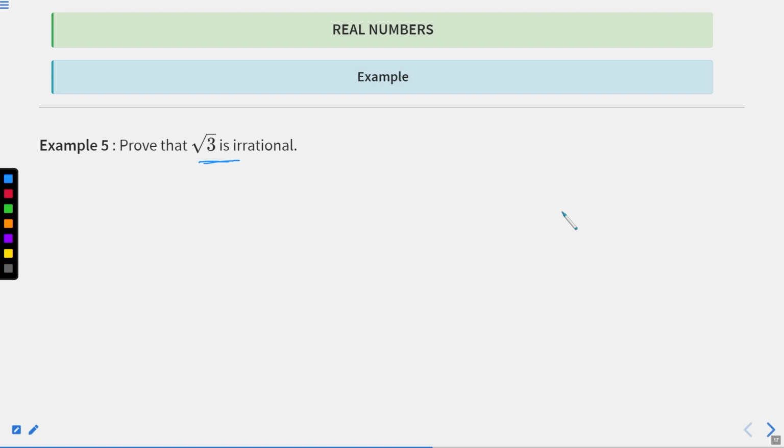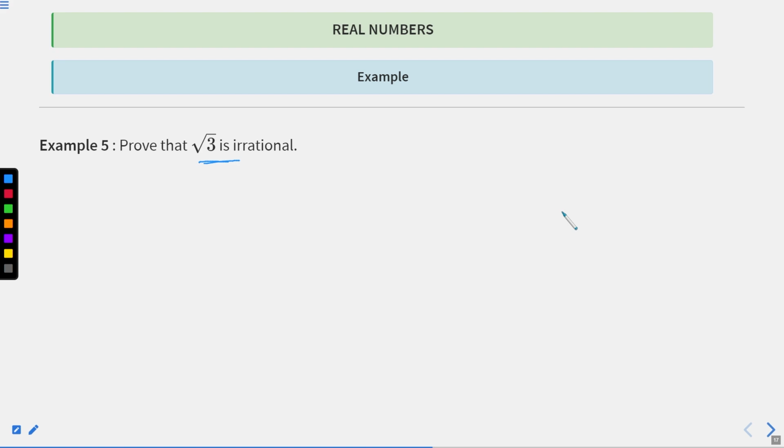Since root 2 is a rational number, we can find two integers s and t, and write root 2 as a fraction s over t, where t is not equal to 0. If s and t have common factors other than 1, then we can divide by the common factors, and we get root 2 is equal to a over b, where a and b are co-prime. That is, GCD of a and b is equal to 1. That means the numbers a and b have no common factors other than 1.